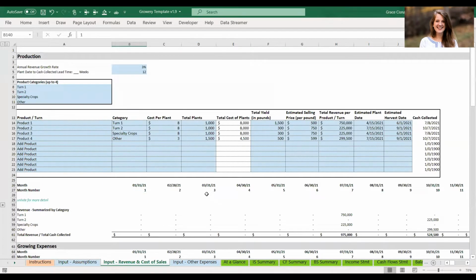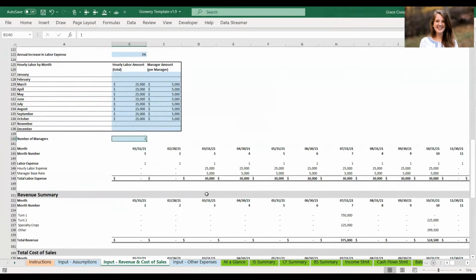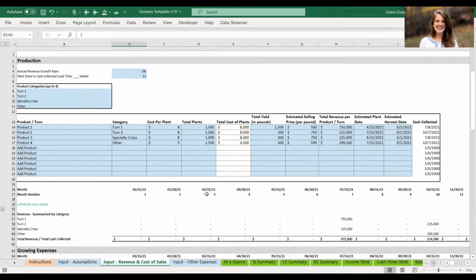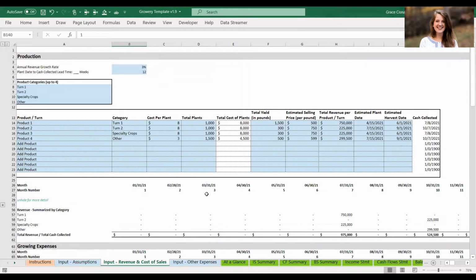Jumping over to the input revenue and cost of sales, this is where the bulk of the model happens. Most of the work is on this tab. So we're going to help you set up your revenue model, predict your revenue for every month, as well as predict your direct costs, your cost of sales.